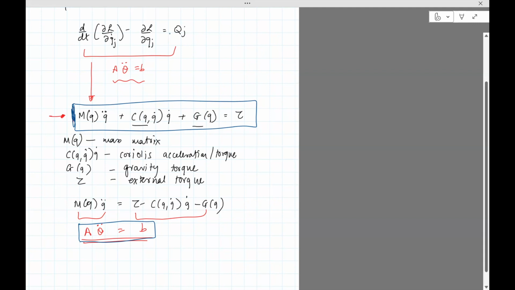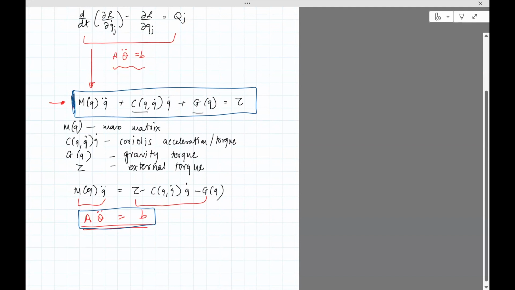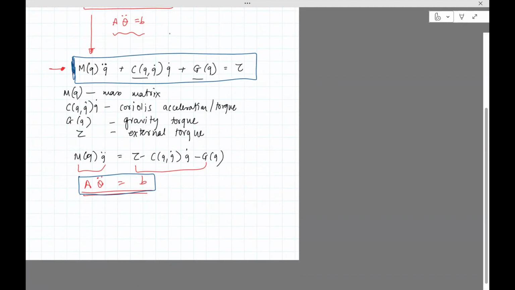Okay, now that we know how the equations look, let's think of how to control the system. When I talk about control, I need an objective. What is the objective of control? There are two objectives here, and we look at both of them. Two objectives for control. Number one is set point control.